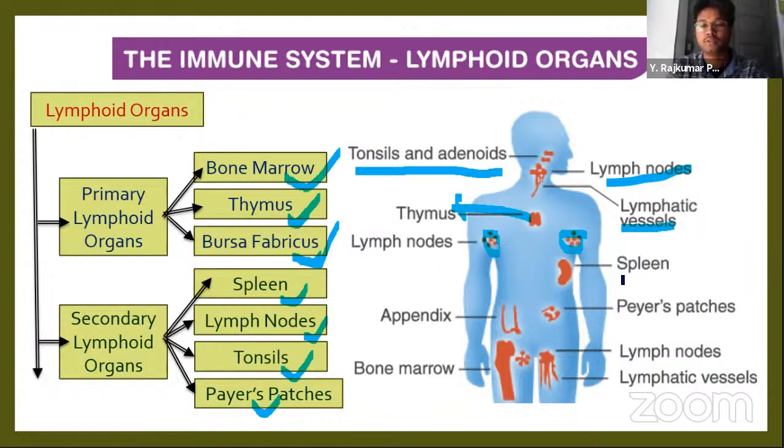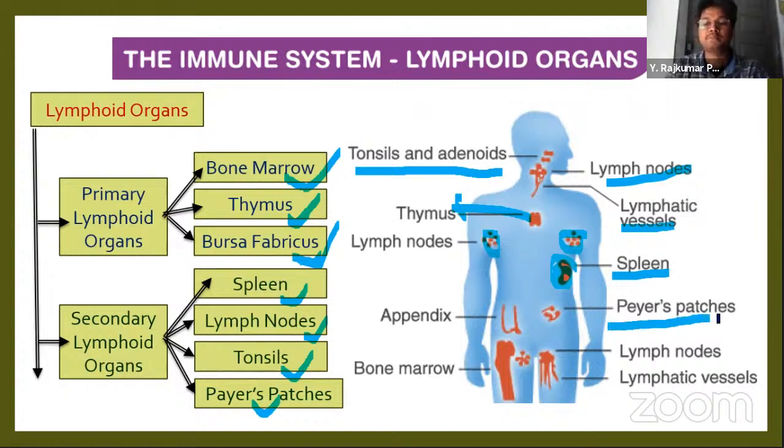They connect the lymph nodes, and spleen. You can see here, there is a structure called spleen just beside the liver. The spleen is a secondary lymphoid organ. It is also called the graveyard of RBC. We will learn about the organs also in detail.